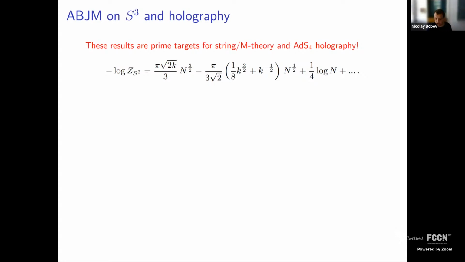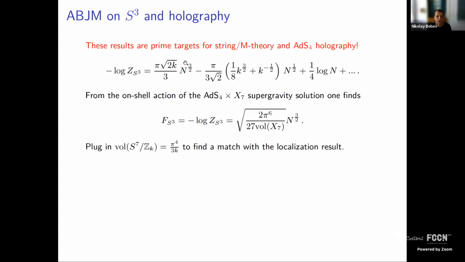Okay, so how does this work? The leading term, the n to the 3/2, is by the usual AdS/CFT dictionary related to the on-shell action of the AdS4 times X7 solution. Here, in our case, X7 is simply this quotient of the sphere. I can compute the volume very easily. And so AdS/CFT informs me that this on-shell action here on the right-hand side should be the same as the free energy. And indeed, if you put in the numbers, you recover the field theory answer, the leading term.